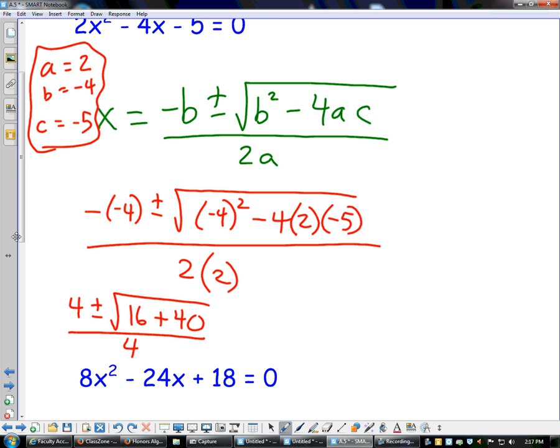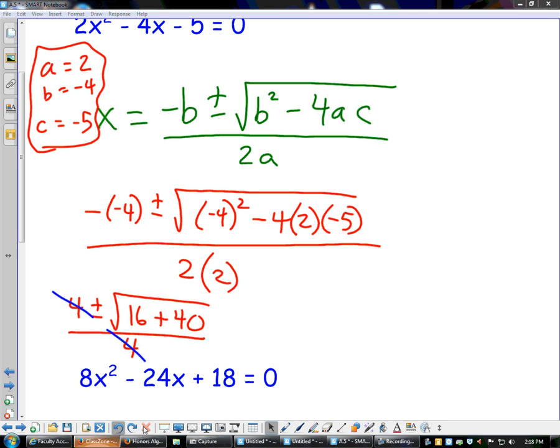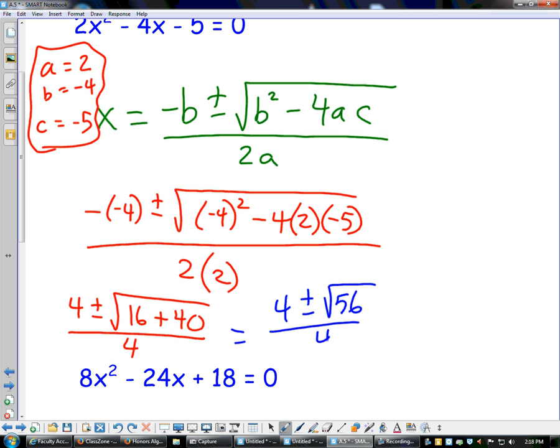Can we divide out this 4 with this 4? That is a big no, because this 4 right here is a term, so that's no good. Cannot divide out like that. But what we can do is we can say this is going to be 4 plus or minus square root of 56 over 4, and we can look for ways to simplify square root of 56.